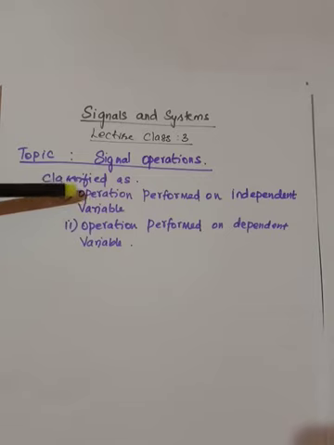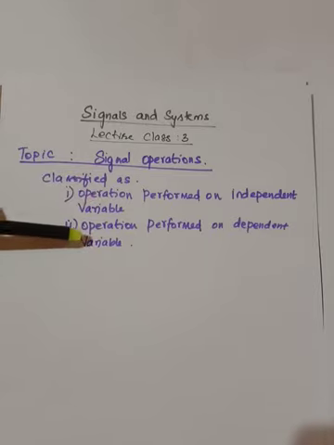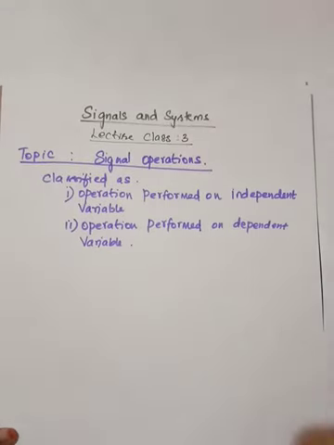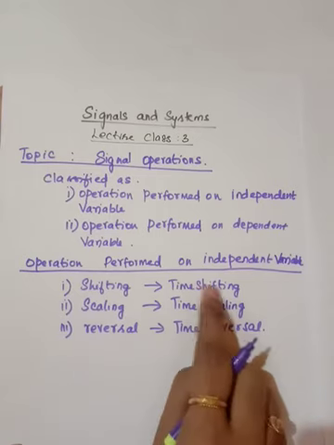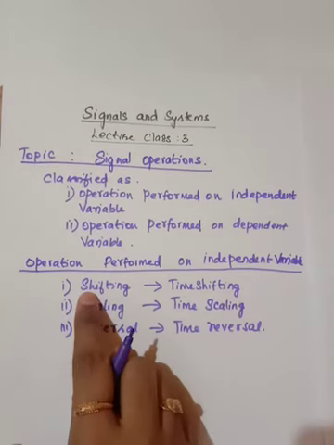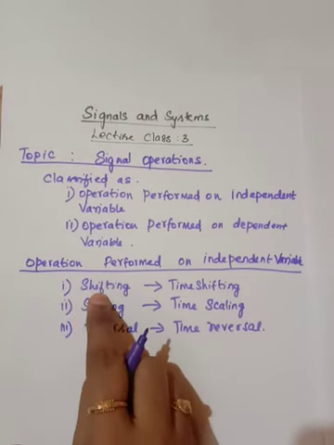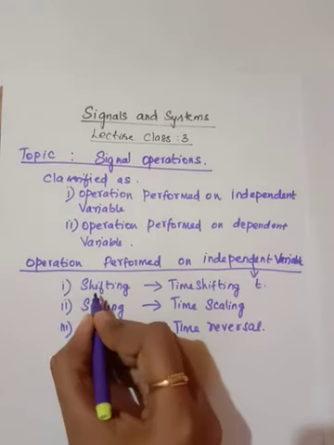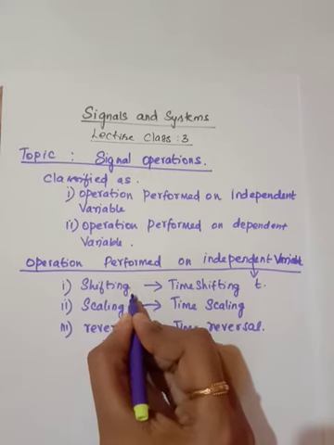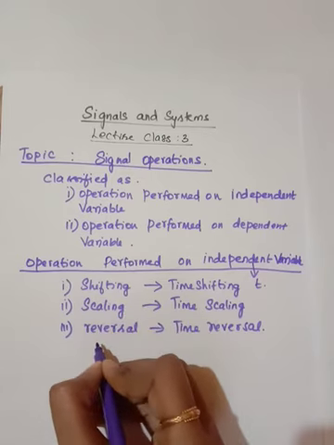Now we are going to see different operations that can be done on the independent variable and the dependent variable. First we will see the operations performed on the independent variable. In this, first we are going to see shifting. We know that the independent variable is time t. So we are going to perform shifting operation, scaling operation, and reversal operation.